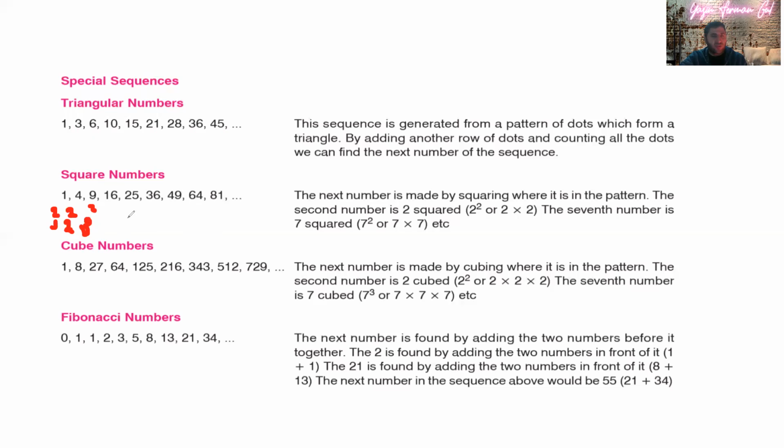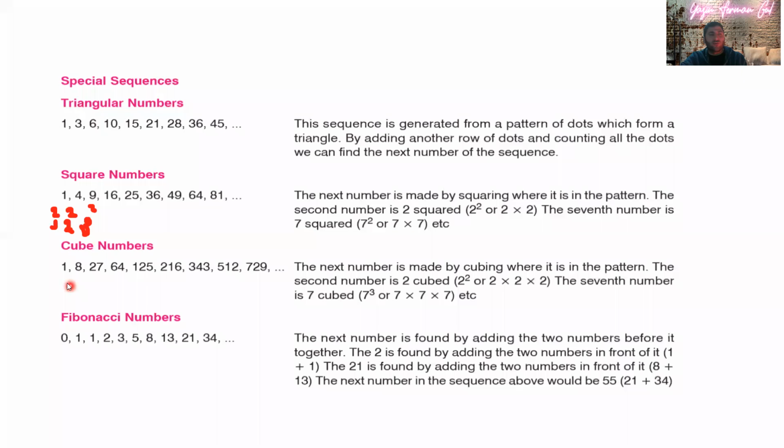So every time we take the next number to the second power, which is squared. That's why we call them square numbers. Cube numbers: every time we take the next number, cubed. 1 to the power of 3 is 1. 2 to the power of 3 is 8. 3 to the power of 3 is 27.